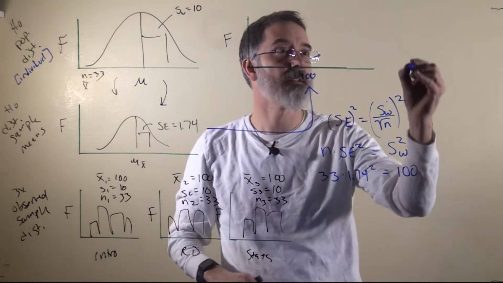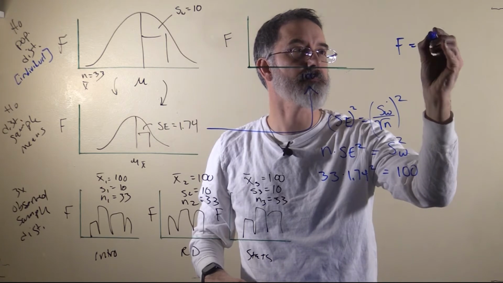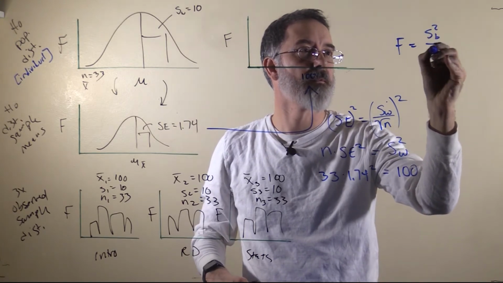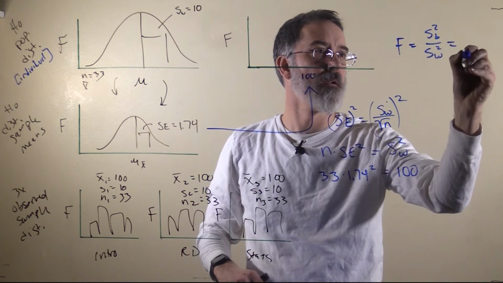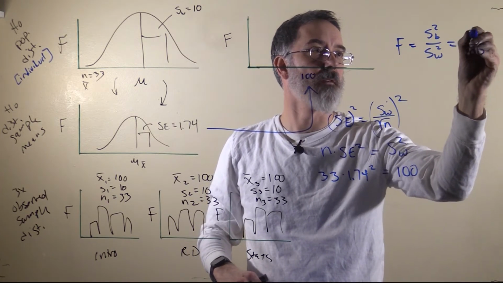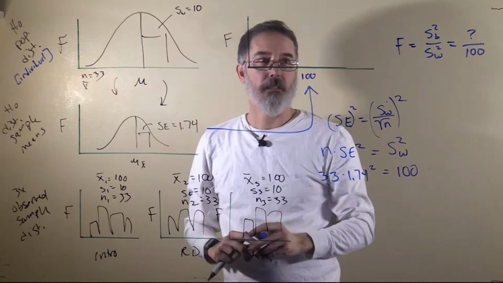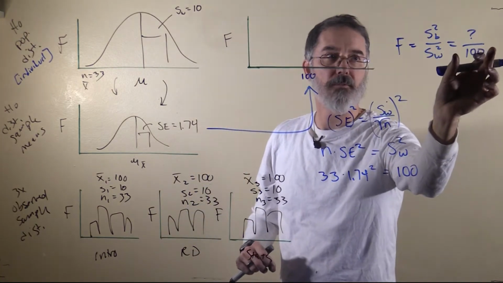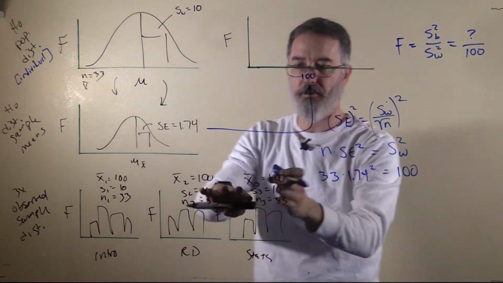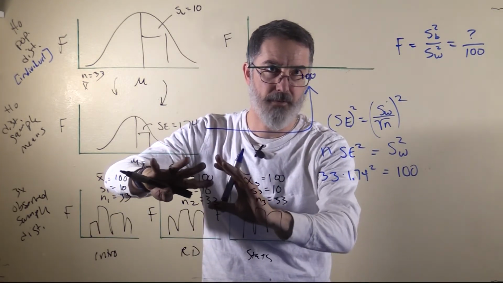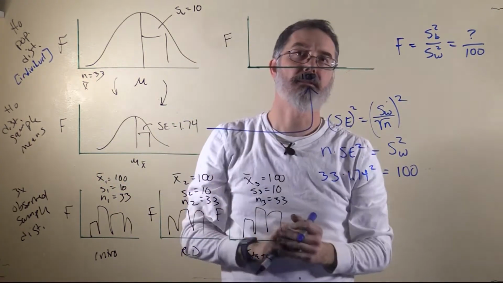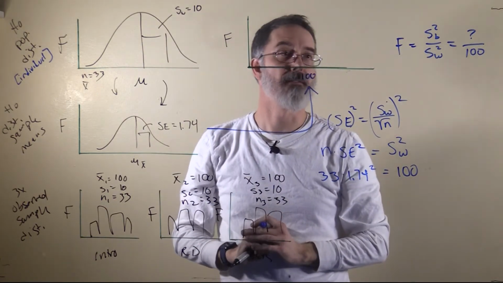Remember, our F statistic, our F ratio, is the variance between divided by the variance within. So this bottom is that 100. And so if the null hypothesis is true, that's how much we expect our three means to produce as an estimate of the population variance.